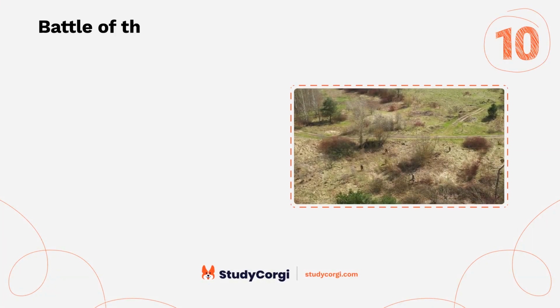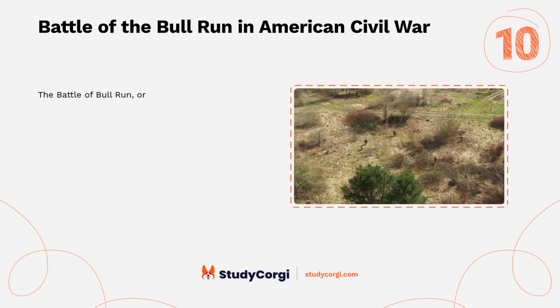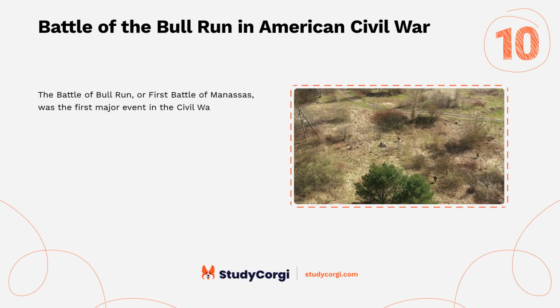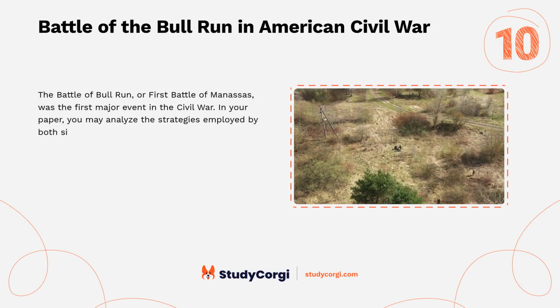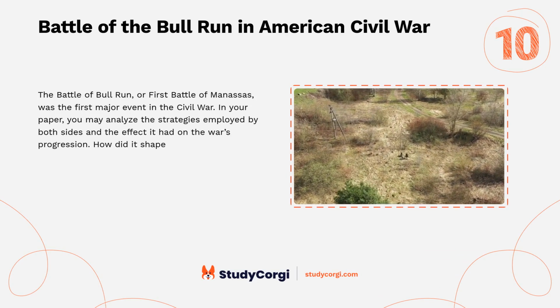Battle of Bull Run in the American Civil War. The Battle of Bull Run, or First Battle of Manassas, was the first major event in the Civil War. In your paper, you may analyze the strategies employed by both sides and the effect it had on the war's progression. How did it shape the conflict's course?